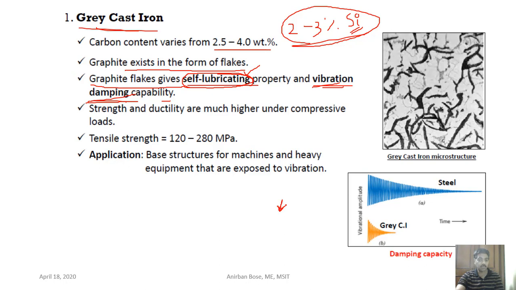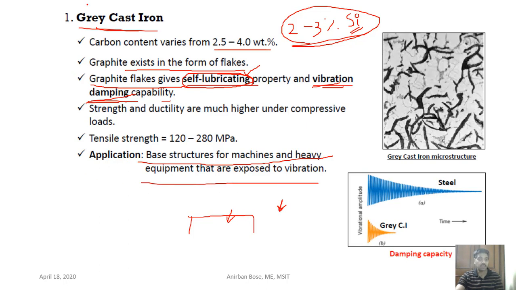Tensile strength, you can see 120 to 280 megapascal. So strength and ductility are much higher under compressive loads. So gray cast iron, these kinds of materials, can generally take a huge amount of compressive load, but do not take much tensile load.